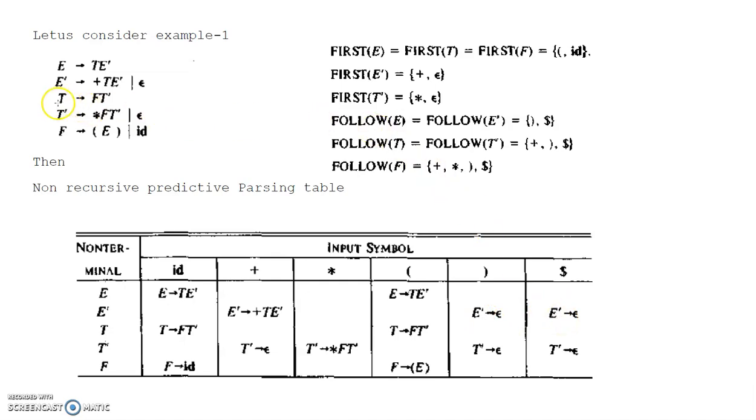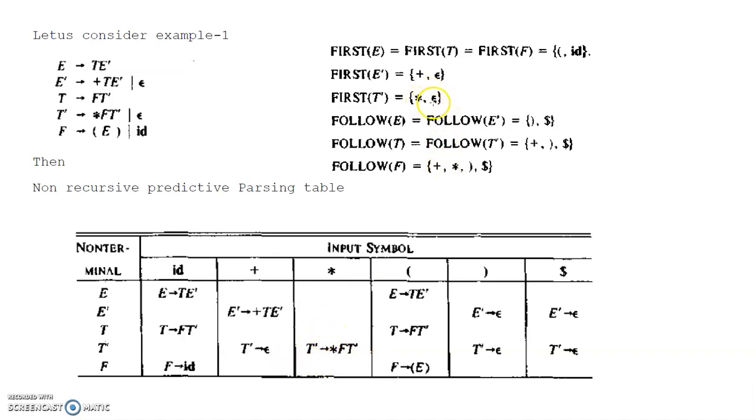So like that, T tends to F T dash. First of T is nothing but open parenthesis comma ID, so T tends to F T dash is to be added for the ID and then open parenthesis. And first of T dash is nothing but star comma epsilon. The star is going to be identified as per the production T dash tends to star F T dash, so that is nothing but T dash row and then star column, we have to add the production T dash tends to star F T dash.